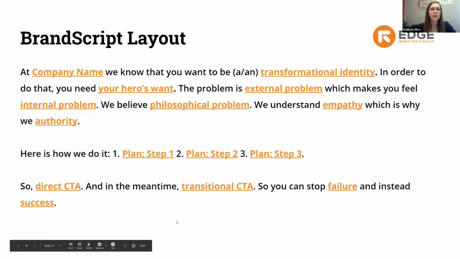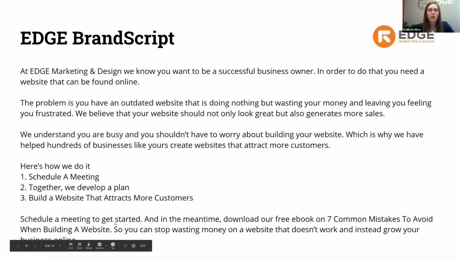So as you can see, this is the brand script that was developed by Donald Miller with the StoryBrand framework. It is very much Ad Libs, fill in the blanks. So it's very easy to implement what you came up with before into an actual script, something that's usable for your company. And then we are also able to show you what we came up with for Edge. So I'll just read that aloud, so you can get a feel for what the brand script communicates.